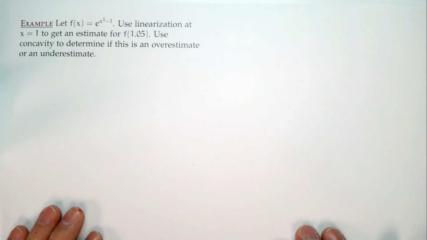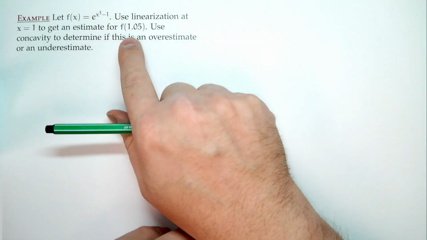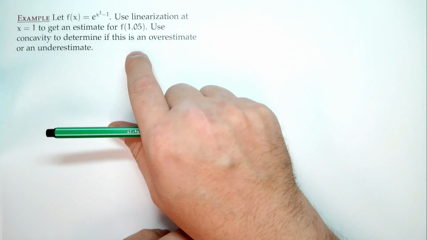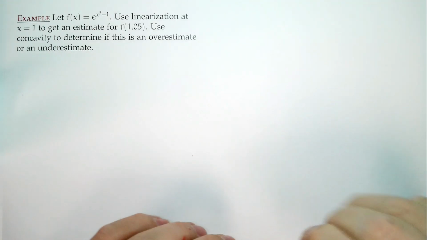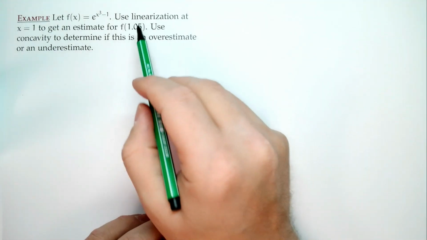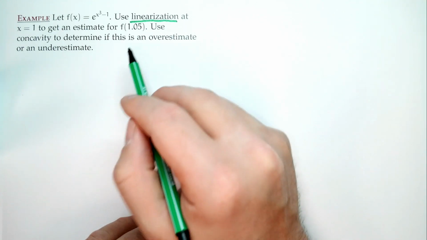All right, let's do one final example. So let f of x equal e to the x cubed minus 1. Use linearization at x equals 1 to get an estimate for f of 1.05. Now use concavity to determine if this is an overestimate or an underestimate. Were we too big or were we too small? Well, let's use linearization. Of course, linearization is just a fancy way of saying tangent line.